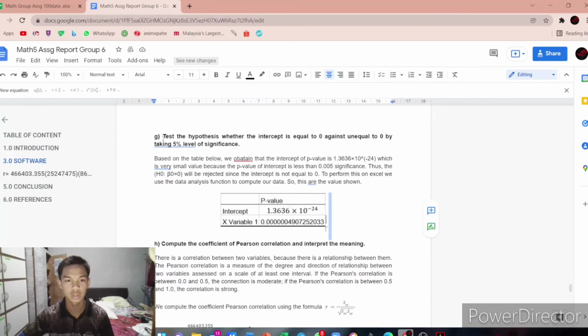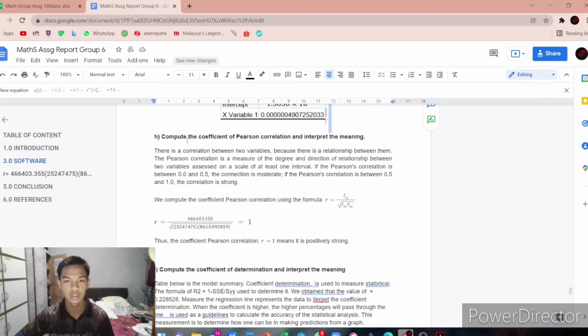For question G, test the hypothesis whether the intercept is equal to 0 against unequal to 0 by taking a 5% level of significance. Based on the table below, we obtain that the intercept p-value is 1.3636 times 10 to the power of negative 24, which is a very small value. Because the p-value is less than the 0.05 significance level, the hypothesis will be rejected since the intercept is not equal to 0.